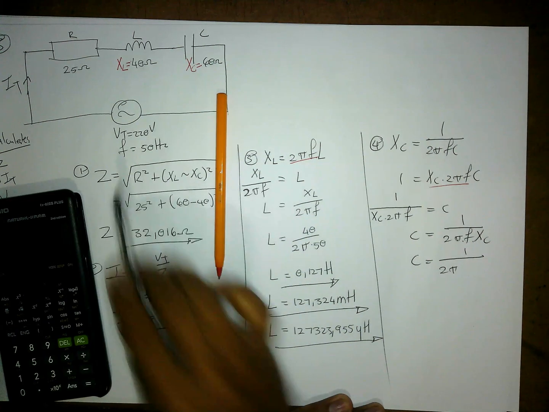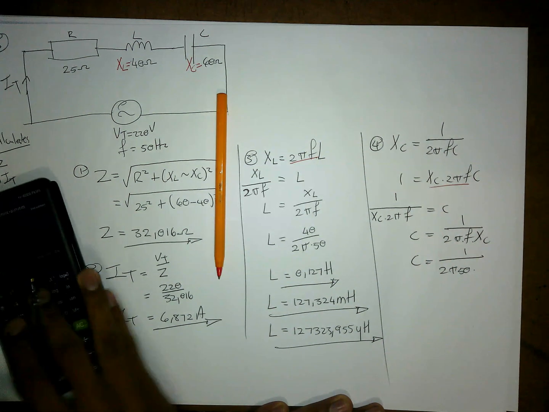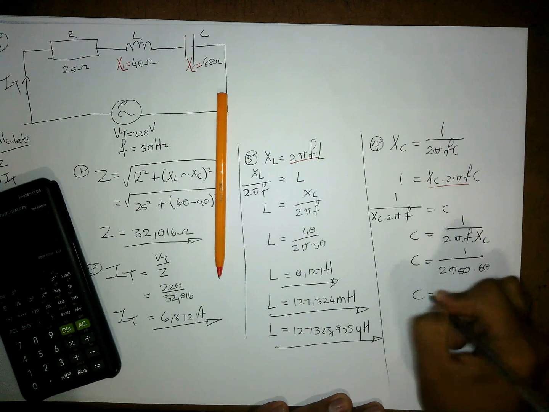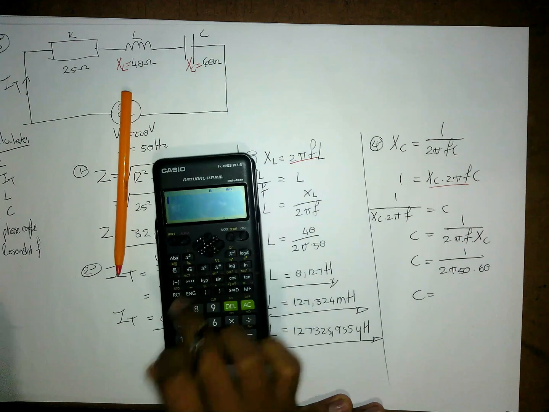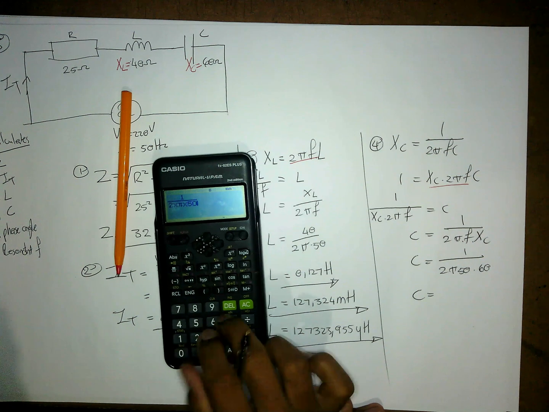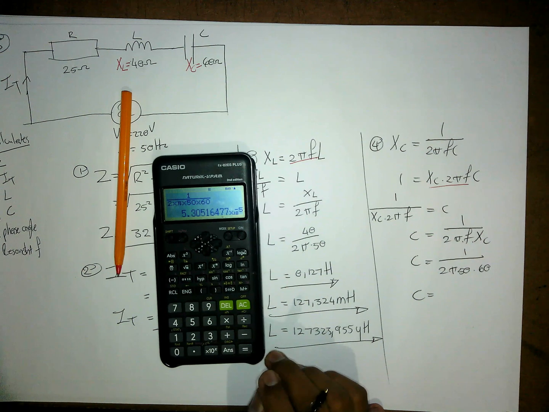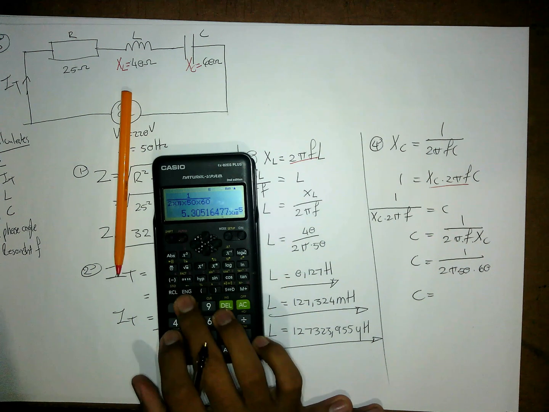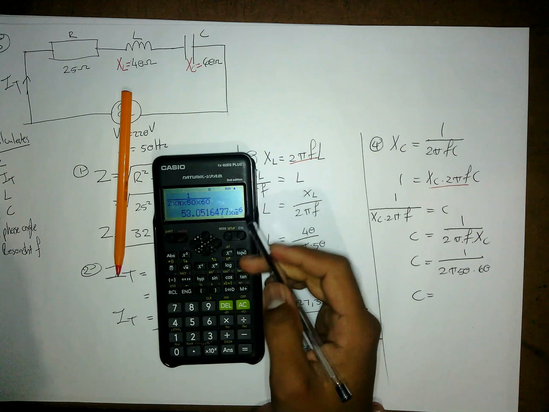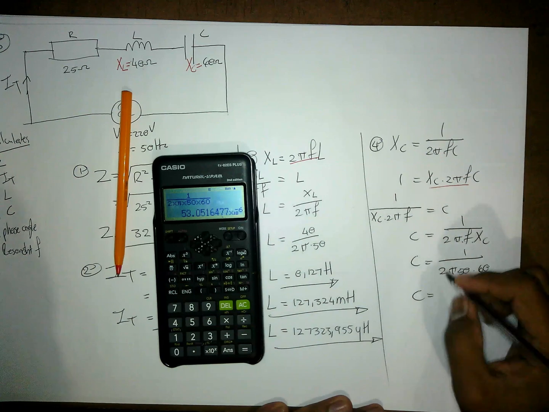Then we're just going to write it. Our frequency is 50. Our XC is 60. C equals 1 over 2 pi times 50 times 60. So this one is to the power of negative 5. Only we press that engineering button. Now it's to the power of negative 6, which is micro.